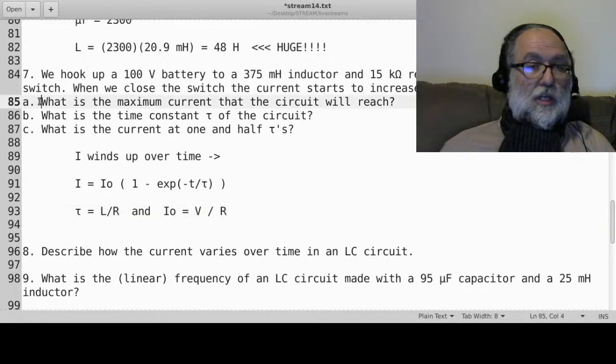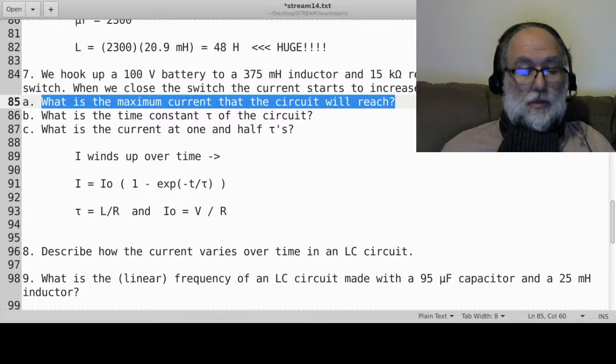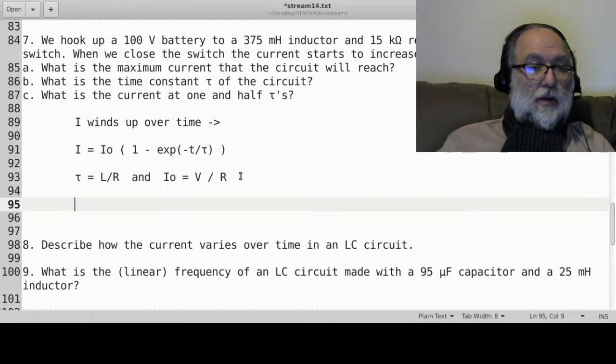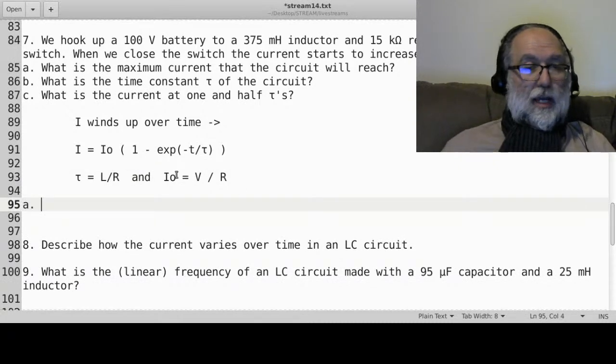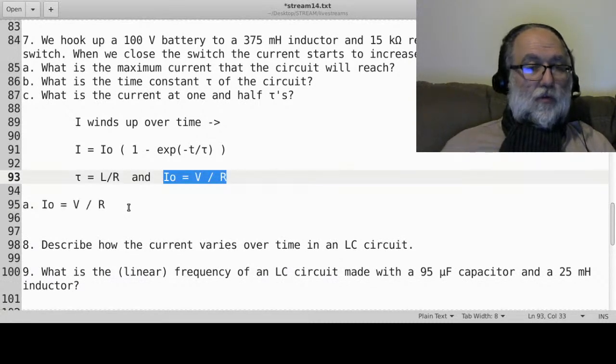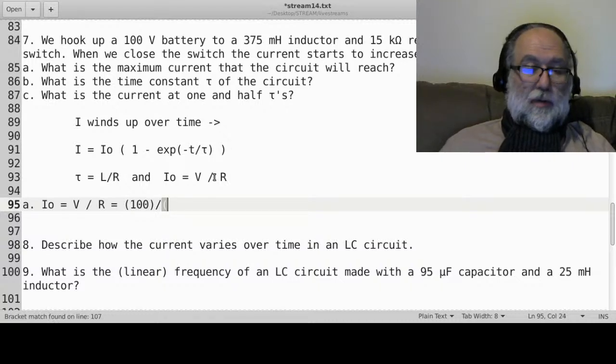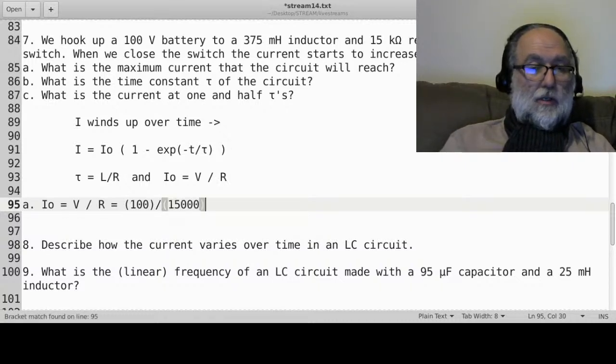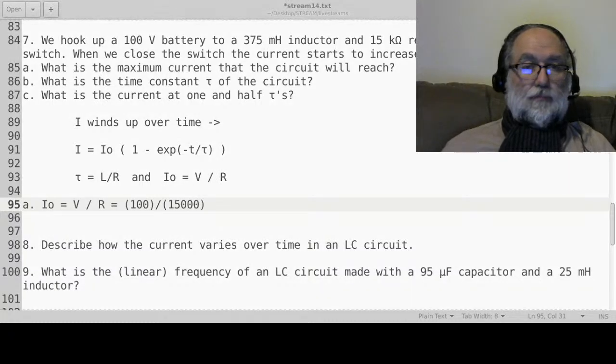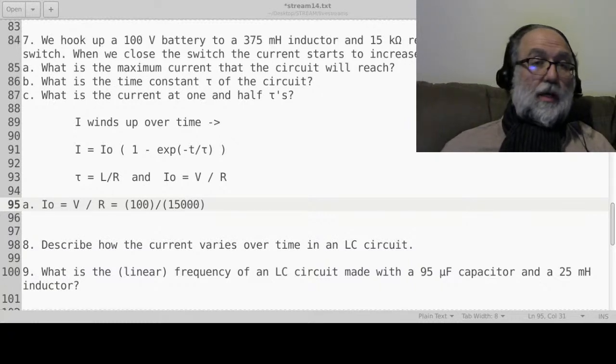All right. So the first question is, what is the maximum current that the circuit will reach? Well, that's easy. It's just this one right here. So the answer to question A is going to be V over R. I naught is equal to V over R. So V is 100 volts. And R is 15 kilo ohms, but kilo is 1,000, so it's going to be 100 volts divided by 15,000 ohms.